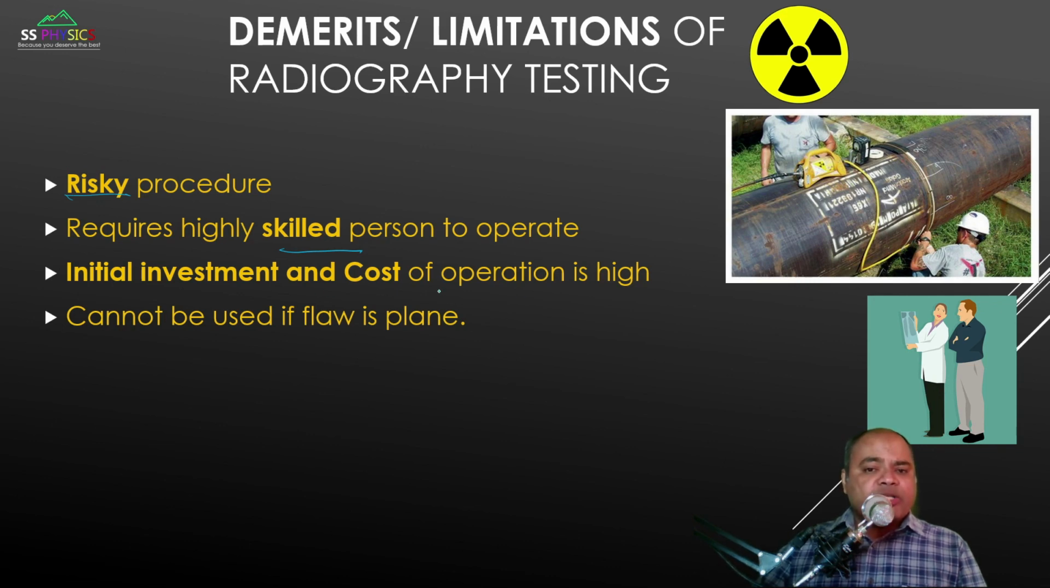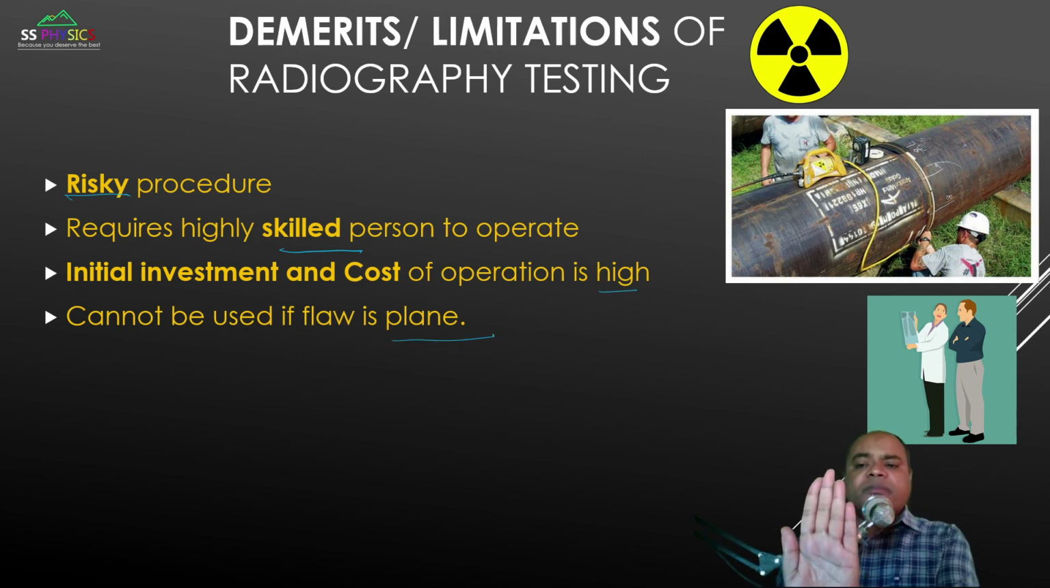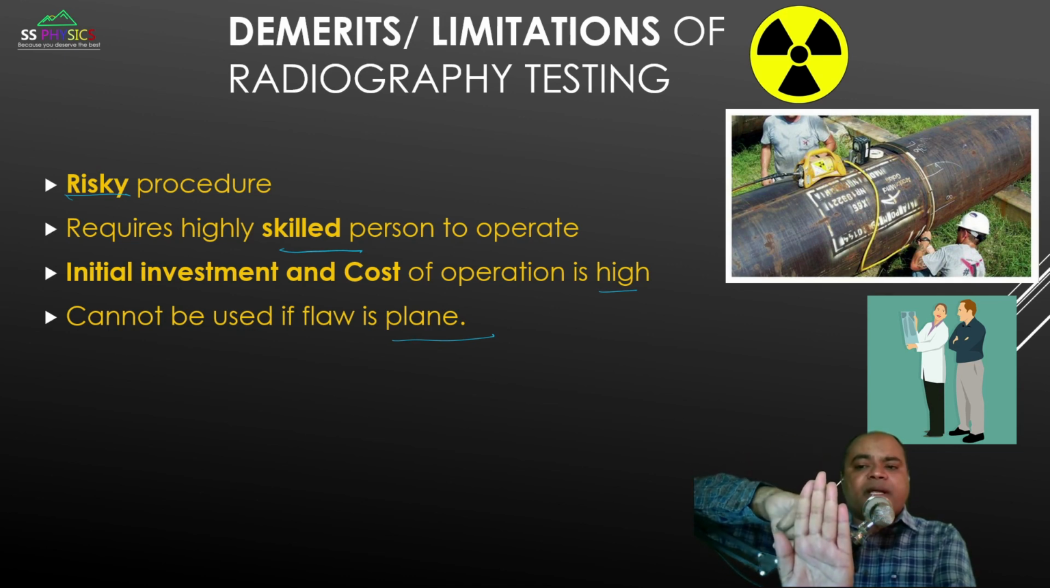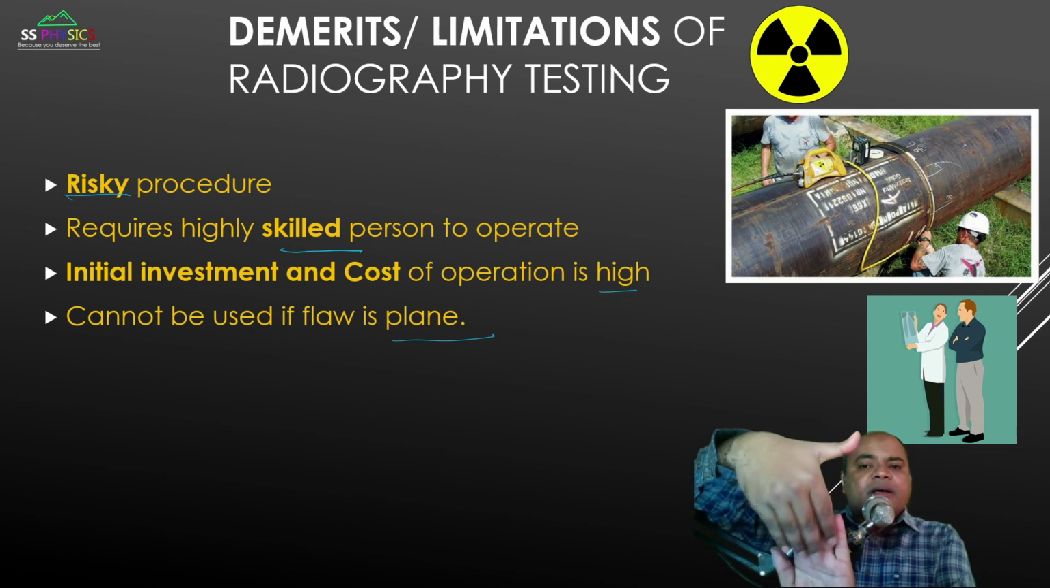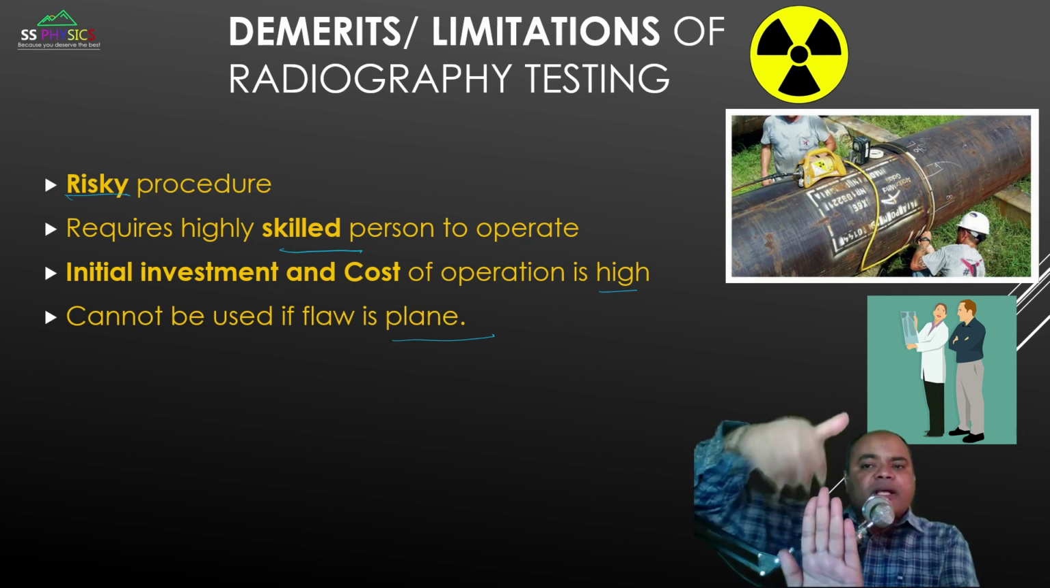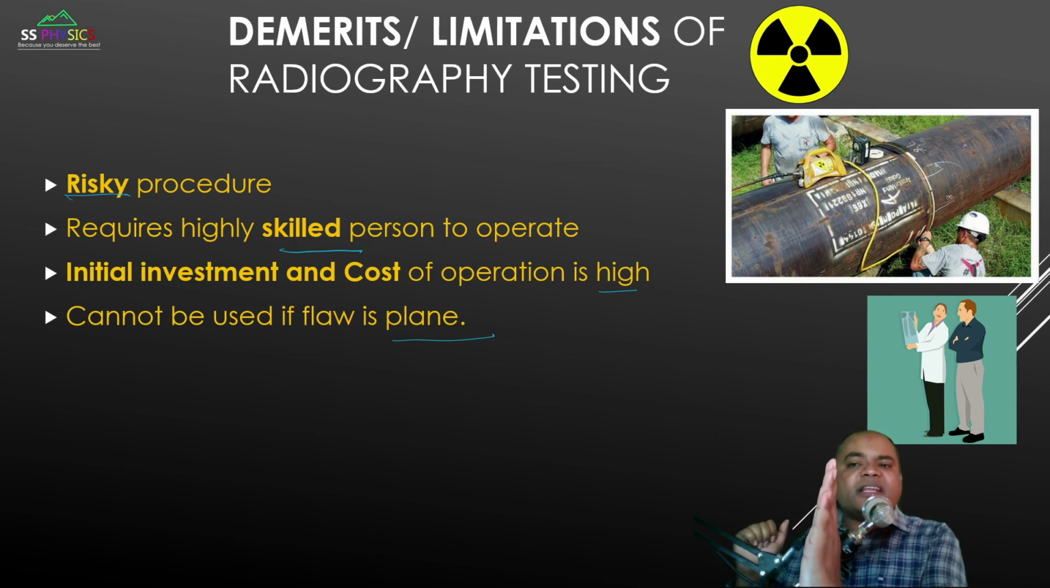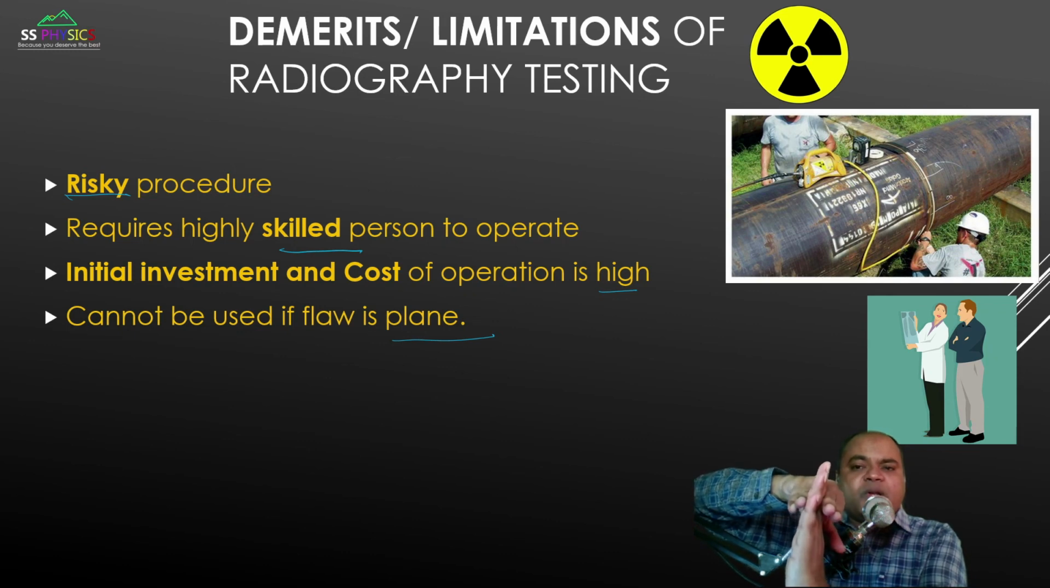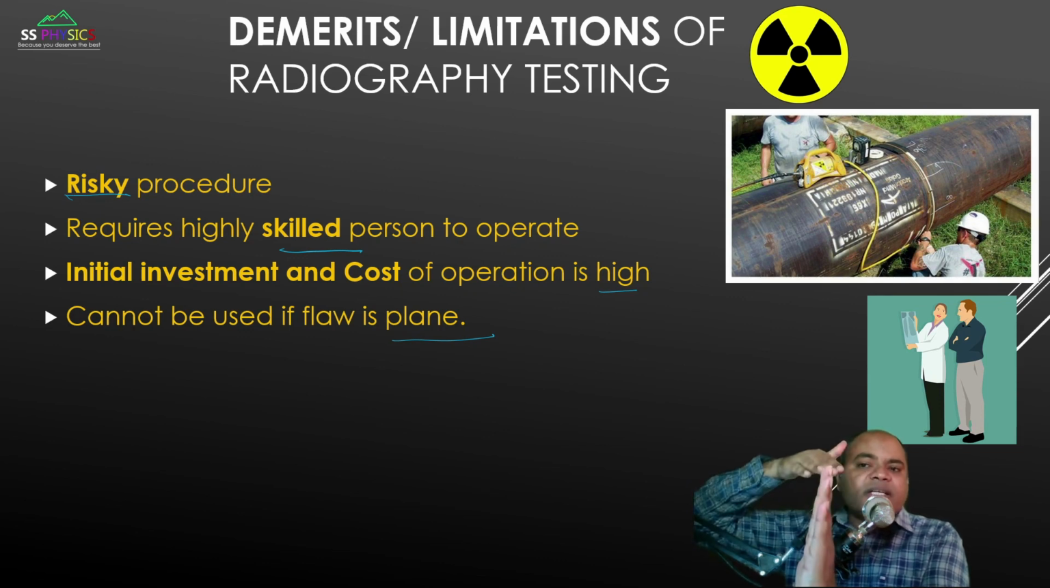Initial investment and cost of operation are high, and it cannot be used if the flaw is planar. If there is a fault in a sample and X-rays are incident on that sample like this, you will get a big defect and you can detect that defect. But if the defect is planar, and X-rays get incident like this, they will not show much difference compared to the normal sample, because that crack or fault is planar in nature, so it is difficult to detect such planar faults.